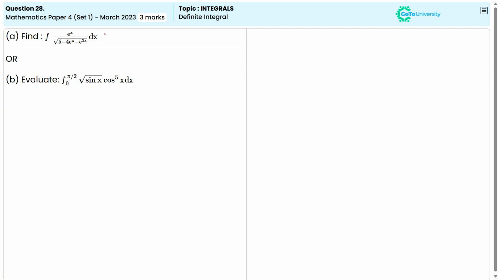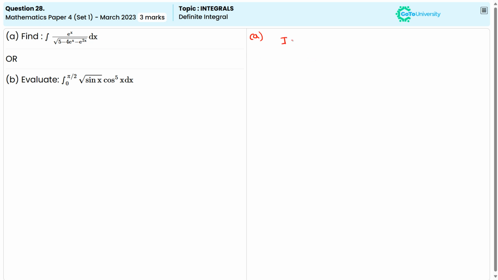Here we have two questions, A and B, but in the exam we can choose either question A or question B. First, let us start with question A. Here the question is: find the integral of e^x divided by the square root of 5 minus 4e^x minus e^(2x), dx.